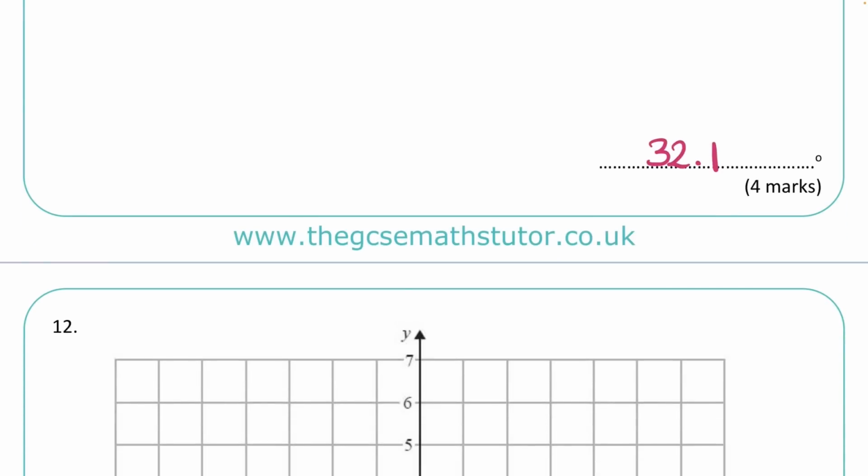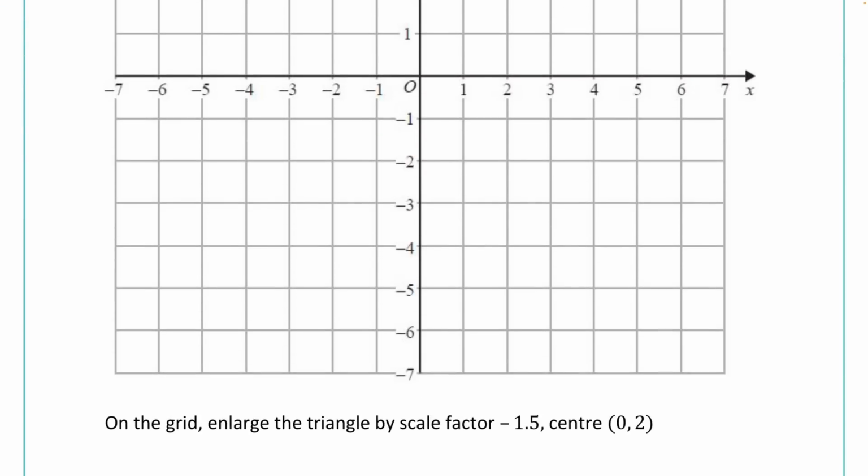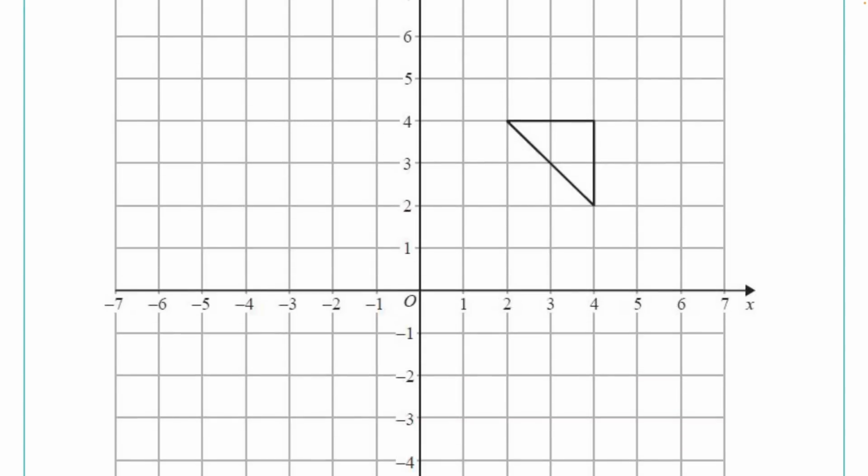Okay, on to our next question. So question 12 here, we have an enlargement with a negative scale factor. So here it says enlarge the triangle by a scale factor of minus 1.5, centre 0, 2. So 0, 2 is just here, and an enlargement of negative 1.5 means it's going to get 50% bigger, or 1.5 times bigger if we multiply the sides by 1.5, and it's going to go in the opposite direction.